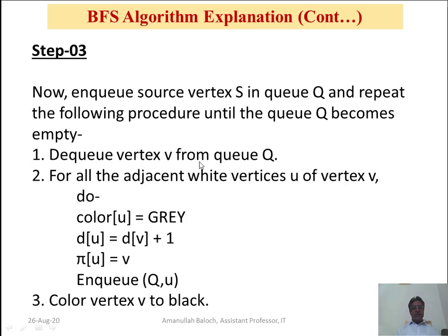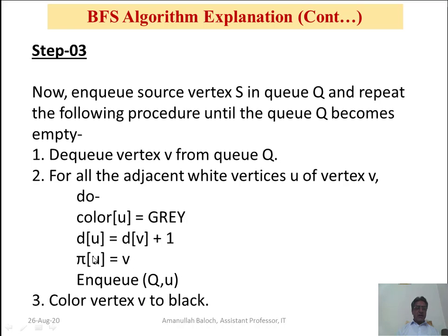Dequeue vertex V from Q. For all the adjacent white vertices U of vertex V, do: color of U gray, d of U equals d of V plus 1, parent of U equals V, enqueue Q, U. Then color of vertex V to black.